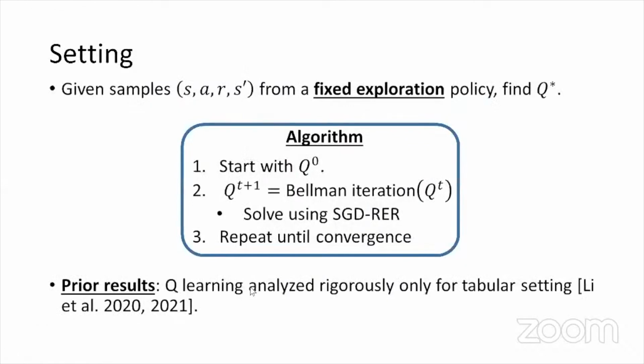So the setting is as follows. We are given samples s, a, r, s prime from a fixed exploration policy, and then we want to find Q star. So the idea is the following. We start with a Q0, and we want to implement Bellman iteration on Qt to obtain Qt plus 1. And we do this by solving Bellman iteration using SGD with reverse experience replay, and then we repeat this process until convergence. Okay.